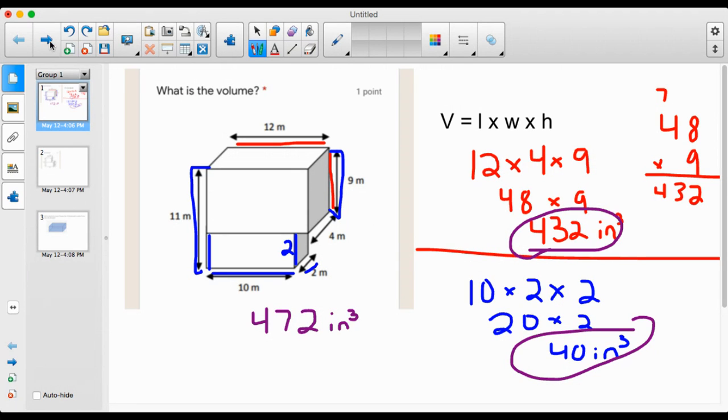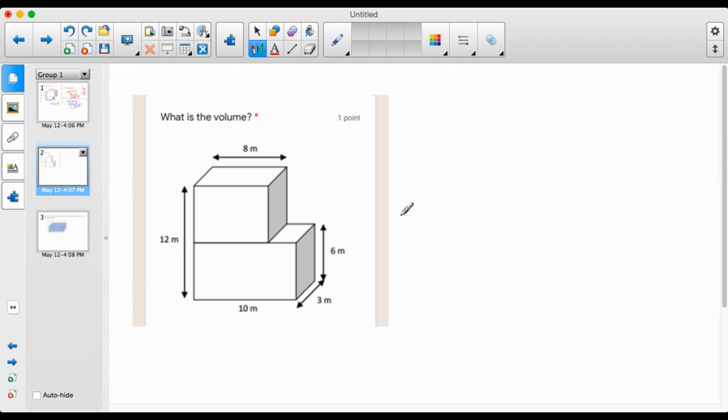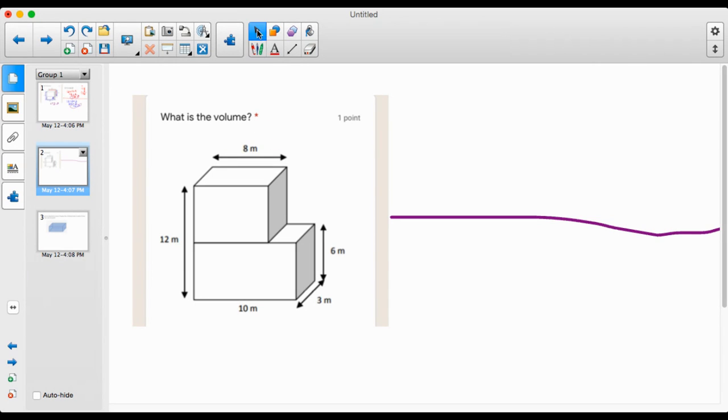Okay, let's do another one. Here's another one. Again, I have a top and a bottom box, so I'm going to go whoosh and slice my screen right in half. Top box. Oh, no. I can see, hold on, let me get my formula here as usual.